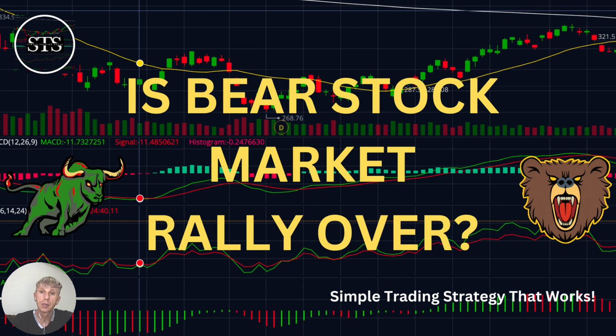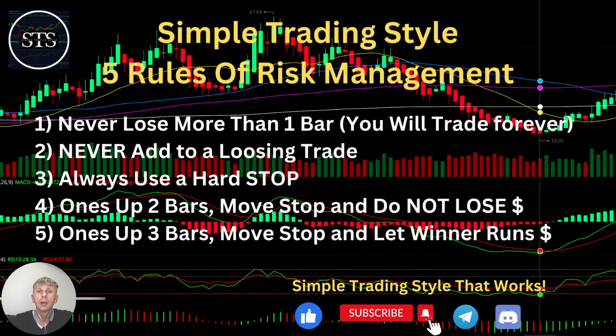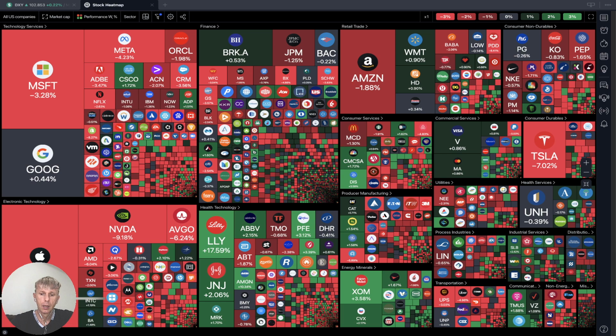We will figure out: is the bear stock market rally over, or is it still bullish? Let's do a technical analysis review. Now let's move to the 5 rules of simple risk management. Just please read them and follow them on every single trade and you will be successful. Okay, let's move to TradingView.